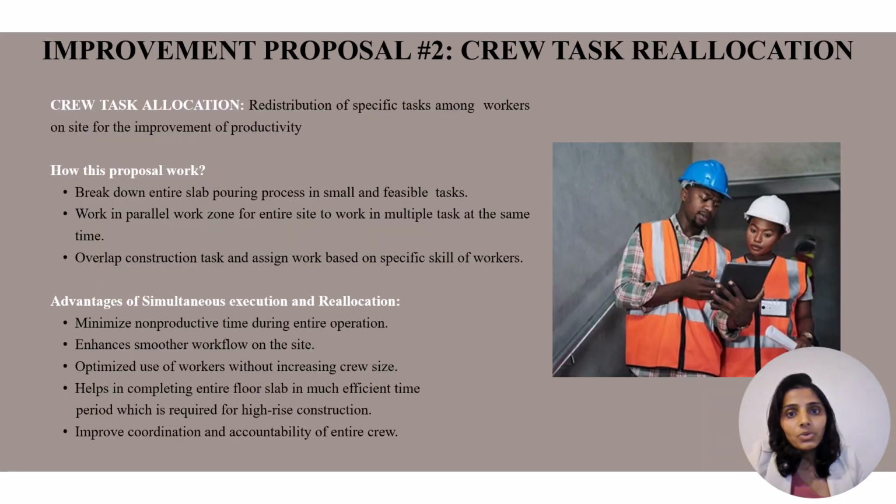This slide is a general overview of the proposal. Crew task allocation is basically the redistribution of specific tasks among the workers on site to enhance productivity. There are 3 things to be considered for the resource reallocation. First, break down the entire operation into small and feasible tasks, and then work in parallel zones on multiple tasks at the same time and overlap activities to reduce the cycle time.